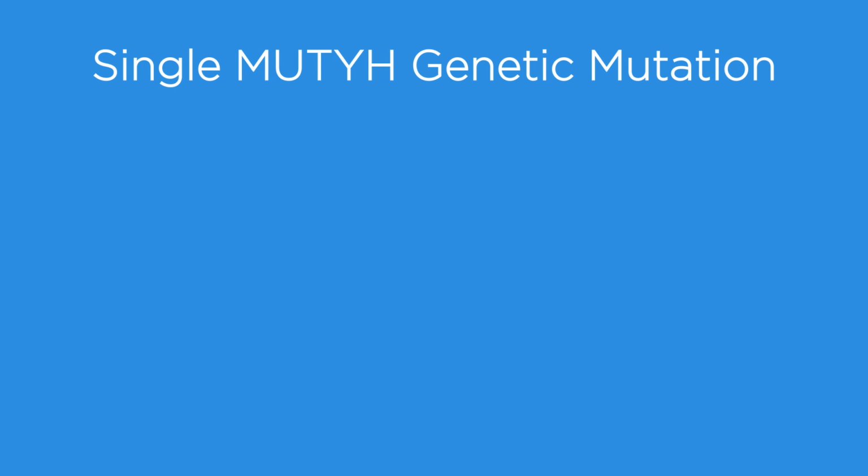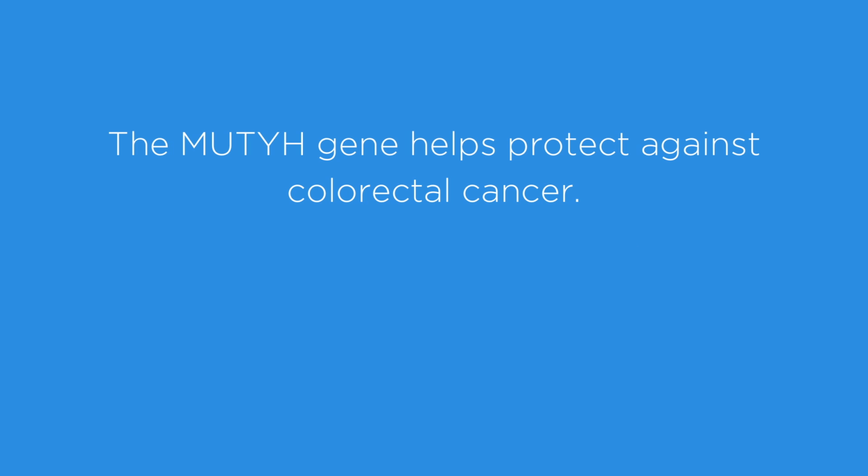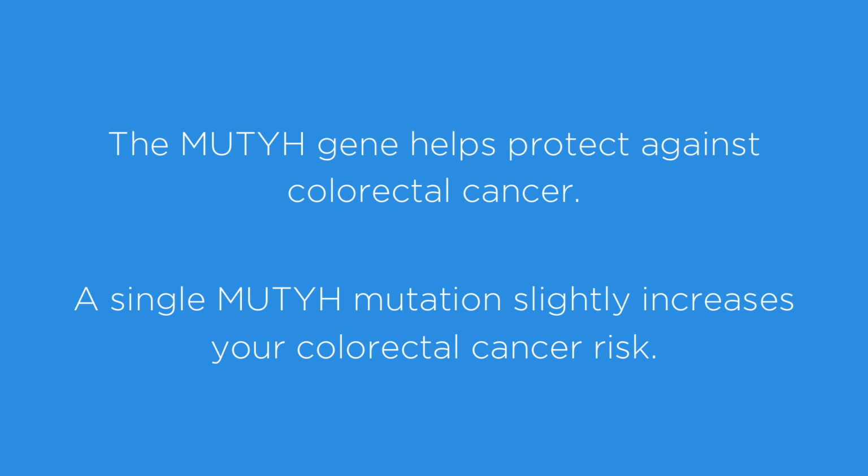You or one of your family members has had genetic testing that found a single genetic mutation in the MUTYH gene. This means that a mutation is present in one of the 2 copies of the MUTYH gene, either in the copy from the mother or the copy from the father. The MUTYH gene normally helps protect against colorectal cancer. Having a single MUTYH mutation slightly increases the risk of developing colorectal cancer during your lifetime. We will now discuss what's known about the cancer risks associated with a single MUTYH gene mutation.